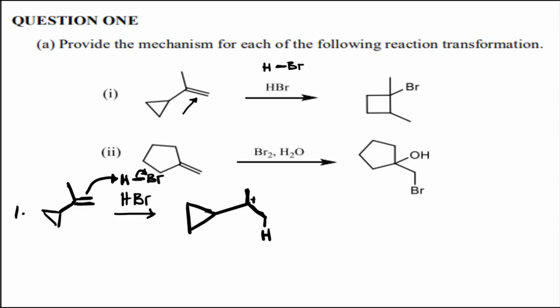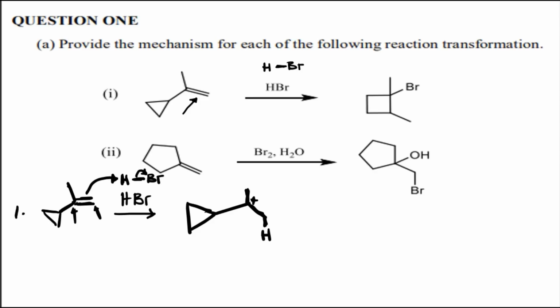Now, if you look at an alkene, the double bond is formed by two carbons. There's a carbon here and there's a carbon here. Which carbon do you think the hydrogen is going to go to? The hydrogen is going to attach to the carbon that is less substituted. So between these two carbons, the hydrogen is going to attach to this carbon that is less substituted, and the carbocation is going to form on the carbon that is more substituted. That's why the carbocation forms here.